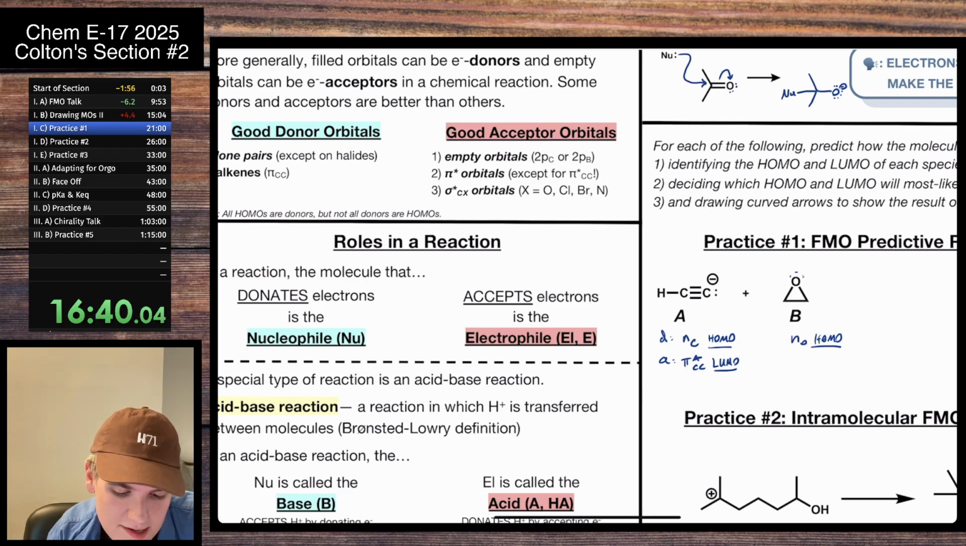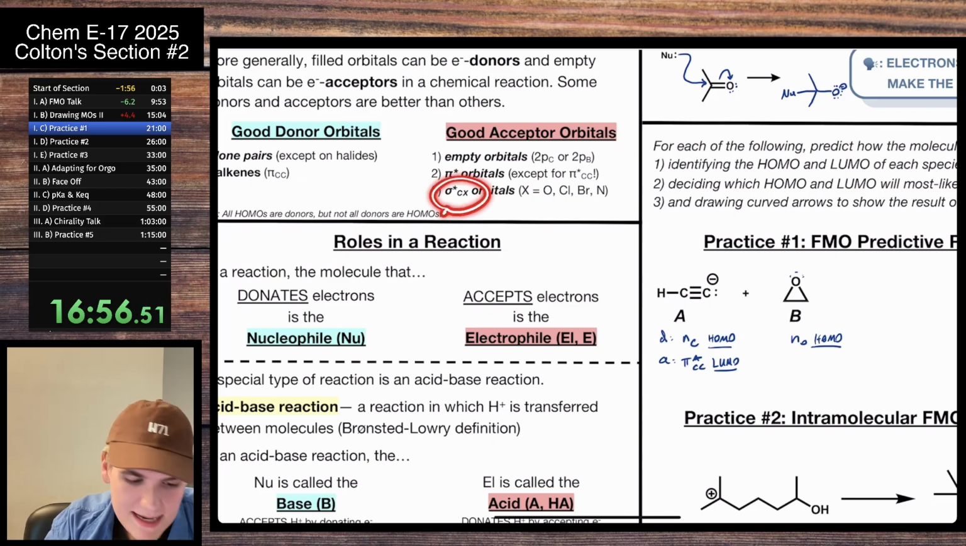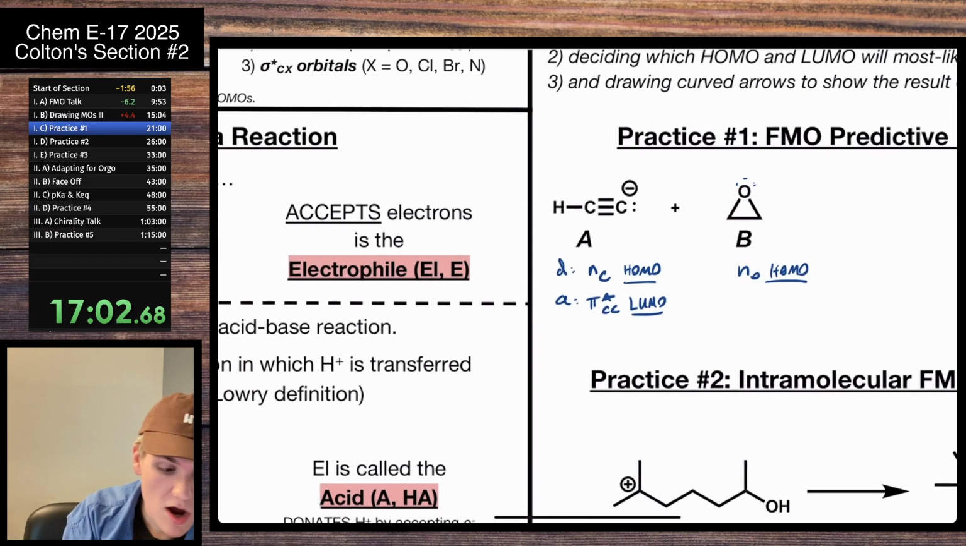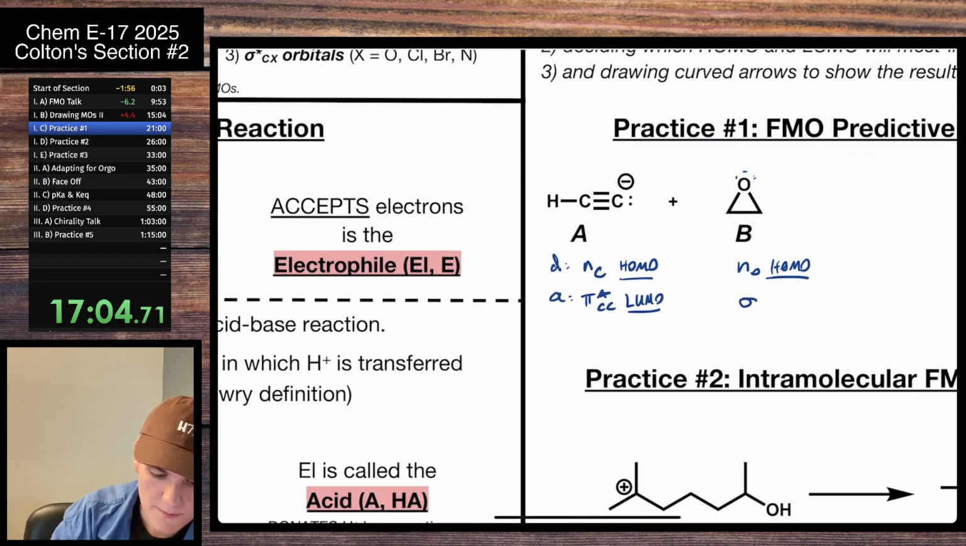Then our good acceptors. So, do we have an empty orbital? No, we don't have a carbocation. Do we have a pi star? Well, we don't have any pi bonds. We don't have any double bonds, so we can't have a pi star. And so our next best acceptor is going to be a sigma star C something. And here we have a sigma bond between carbon and oxygen. So the sigma star carbon oxygen is probably going to be our best acceptor, our LUMO.